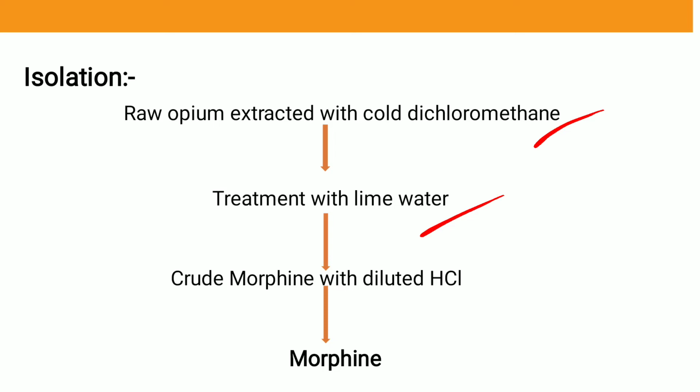In the third step, the crude morphine is treated with diluted HCl. The crude morphine is dissolved in diluted HCl and filtered through alcohol. Then the filtrate is neutralized with ammonia, followed by the addition of alcohol, which gives morphine.